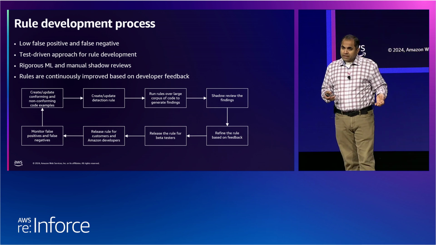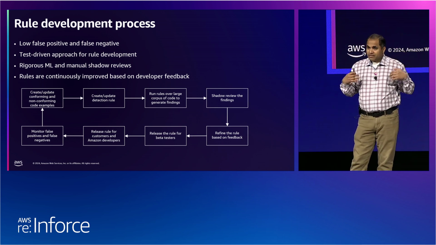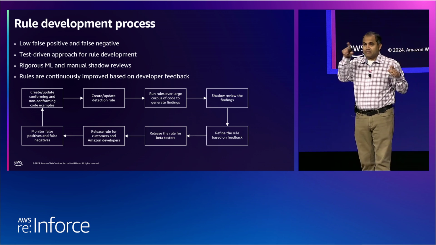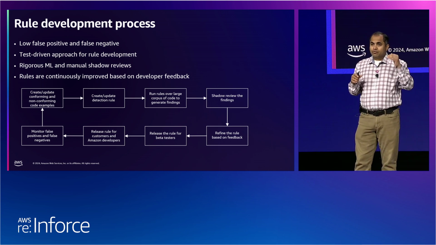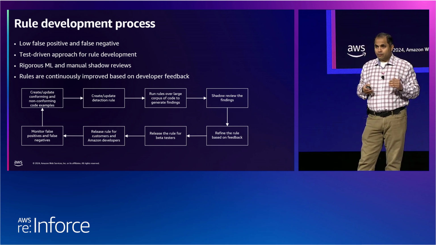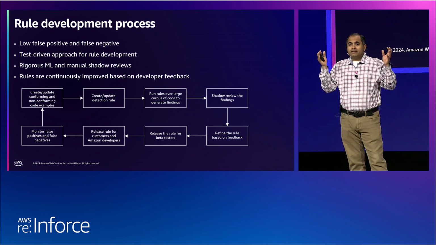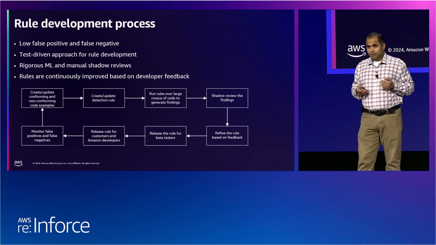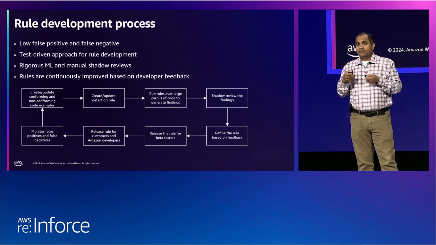We deploy the rule for beta testing. From beta testing, we gather the false positives and all the developers' feedback, and based on that, we update the rule. So this whole cycle always keeps running, and this helps us to keep the false positives very low. All these detection rules we deploy at scale for all Amazon developers, and that is another source where we get a lot of findings from them. And we work with all the developers to fix those.